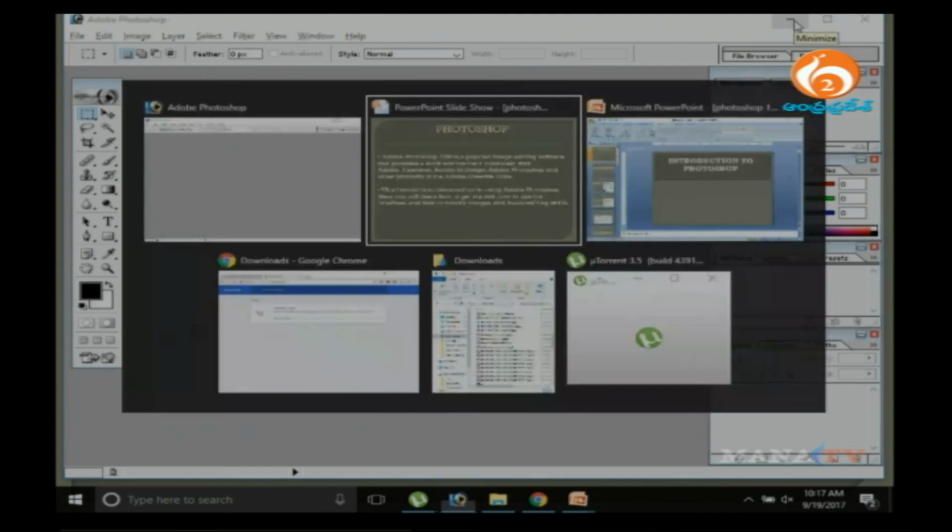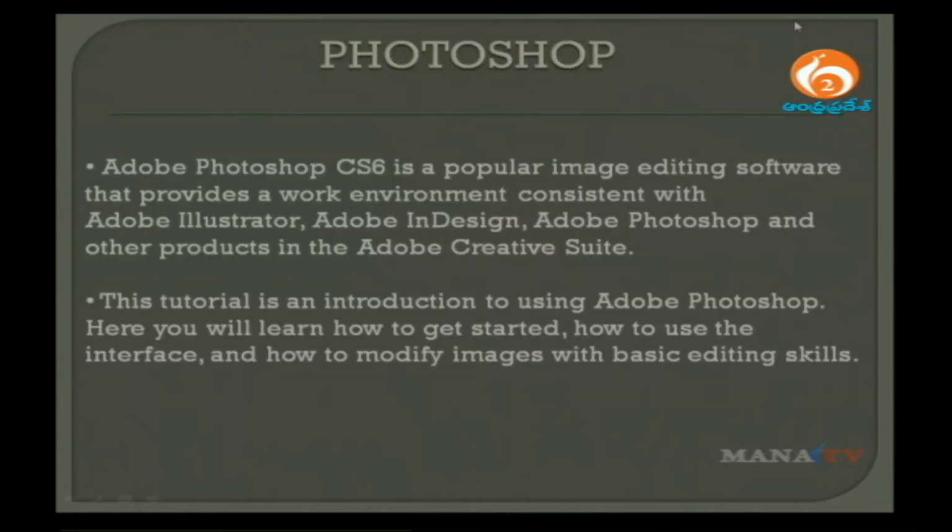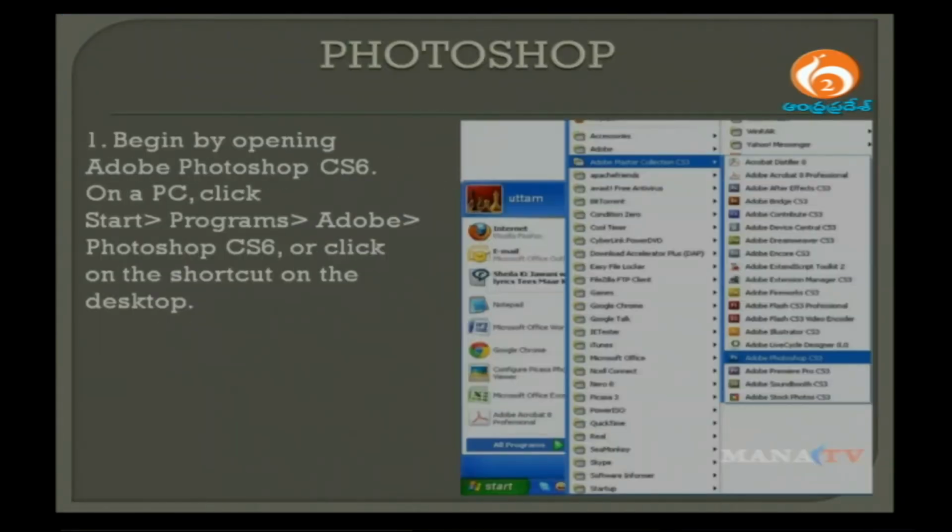Alright. Now, where can you find Photoshop on your computer, or how to open Photoshop, is something very mandatory. To open Photoshop, begin by opening Adobe Photoshop CS whatever it is on a PC. Click Start, go to Programs, and then click Photoshop, or click on the shortcut on the desktop so that you can directly open it. Alright, so that's where we can find it.